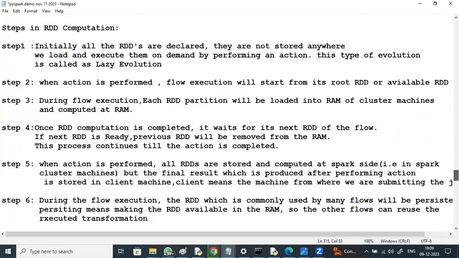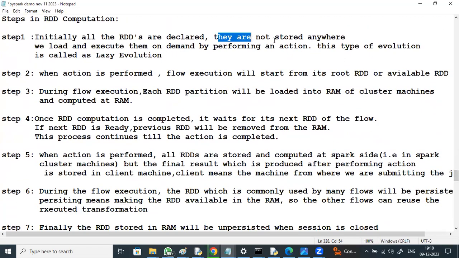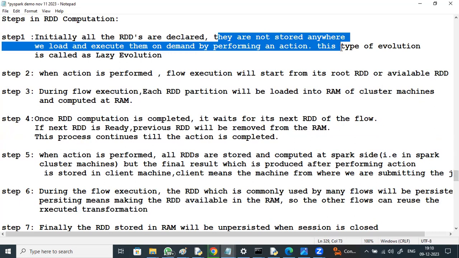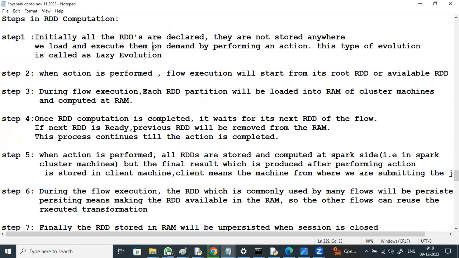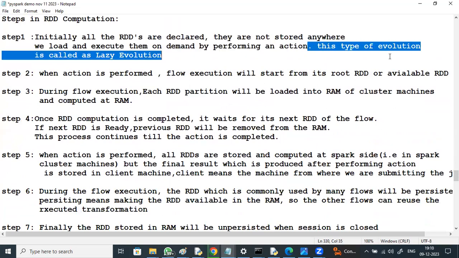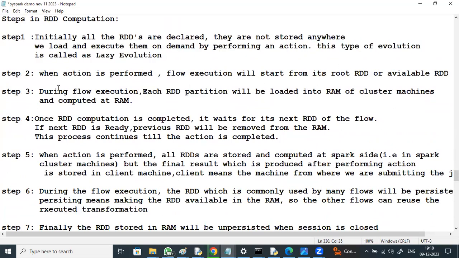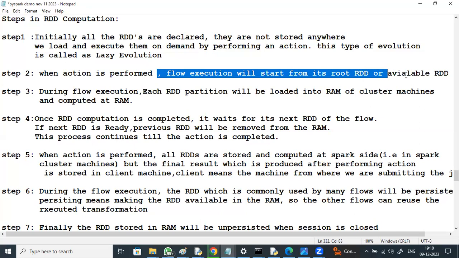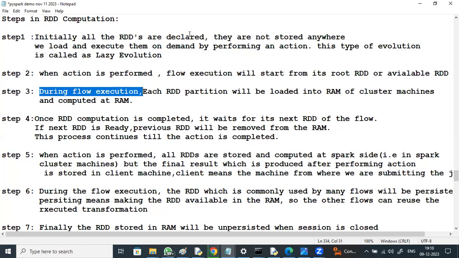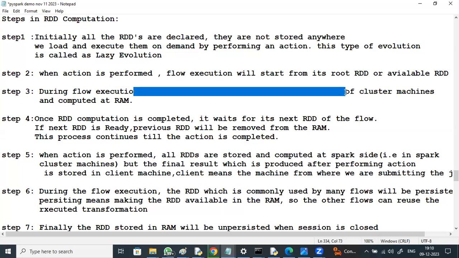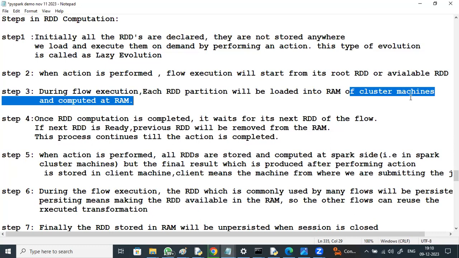So, step by step. Initially, all the RDDs are declared, but they are not stored anywhere. We load them on demand by performing an action. This type of evaluation is called lazy evaluation. When an action is performed, flow execution will start from the root RDD to the available RDD. During flow execution, each RDD partition will be loaded into the RAM of cluster machines and computed in RAM.